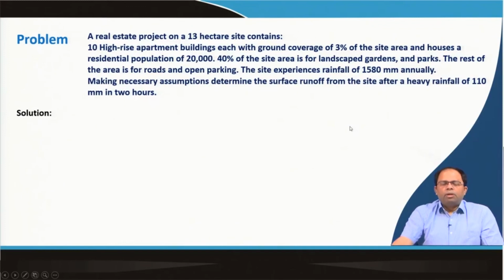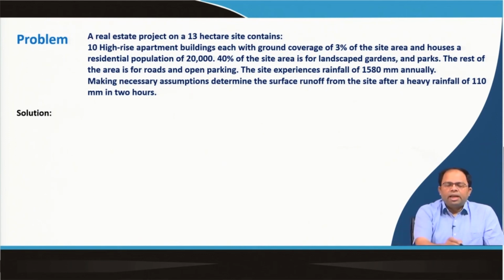Now, let us look at a problem. A real estate project on a 13 hectare site contains 10 high-rise apartment buildings, each with ground coverage of 3% of the site area. So that means 10 high-rise buildings, each with 3%, means 30% is rooftops, right. And houses a residential population of 20,000. 40% of the site area is for landscape gardens and parks. So the coefficient should be for this kind of surface. The rest of the area is roads and open parking, where the coefficients will vary, right.